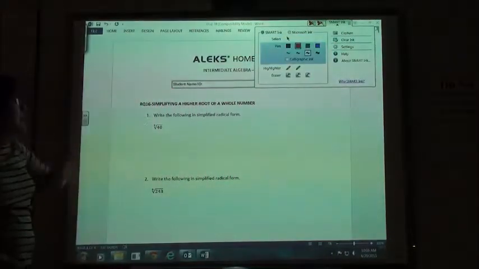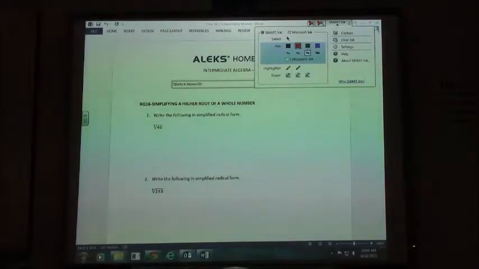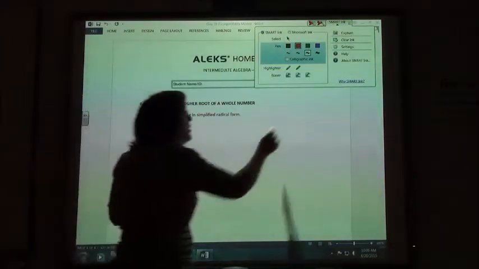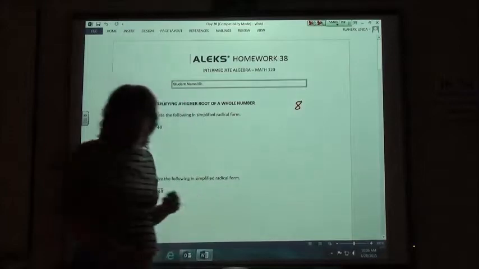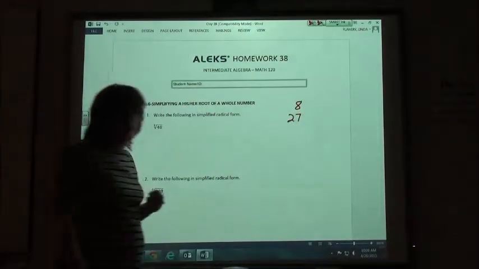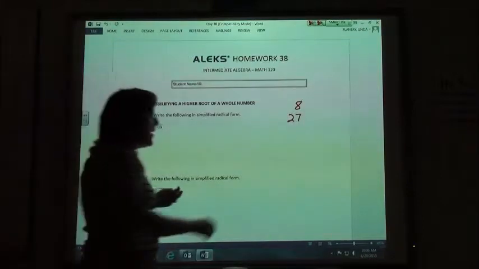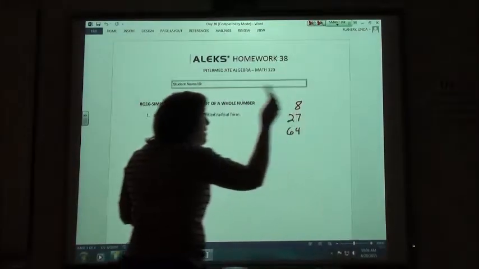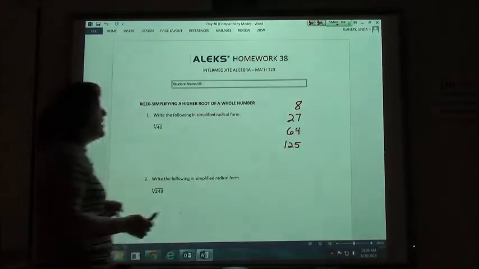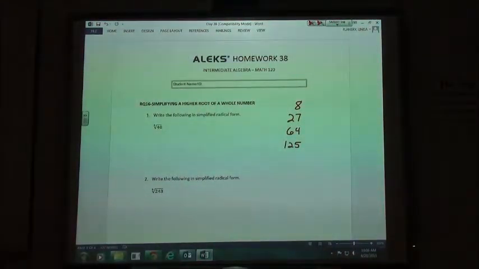So when I'm going to simplify cubed roots, what I want to do is think about my list of perfect cubes, just like with the square roots, I made that list of perfect squares. So 2 to the third power would be 8. 3 to the third power, 27. 4 to the third power, 64. 5 to the third power, 125. I don't think you'll have to go much bigger than that, but you could add to your list if you needed to.